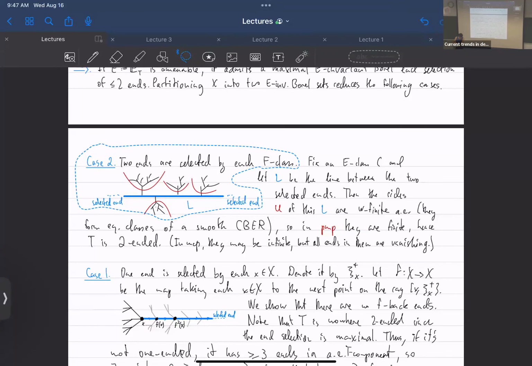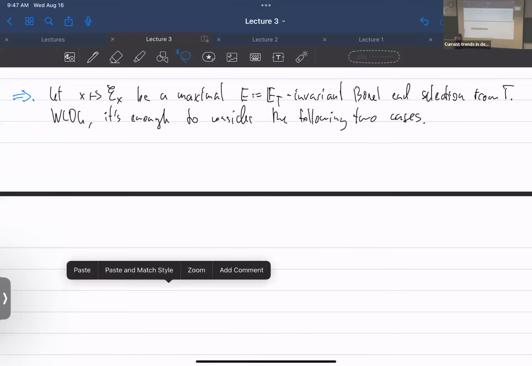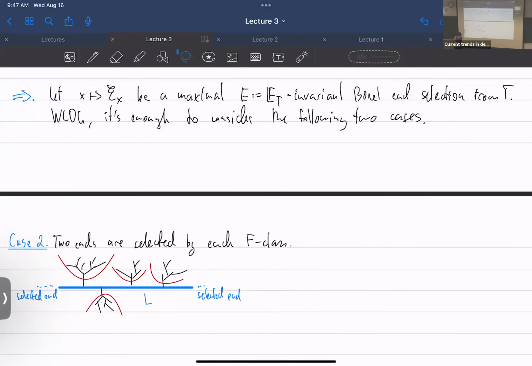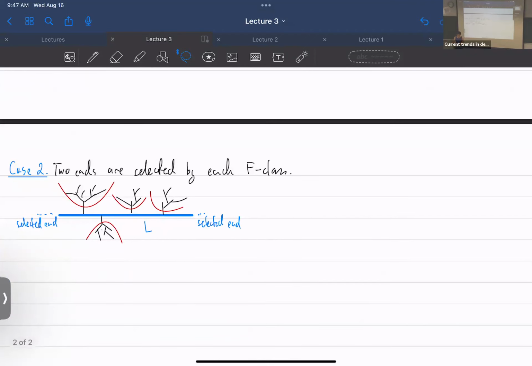I number the cases in terms of how many ends they choose. So case two is two ends are selected by each E class. Because there are two ends, you can always draw a line, a geodesic line between these two. Take a ray that goes to one, take a ray that goes to the other, they merge at some point, so remove this singly thing and you get a line.